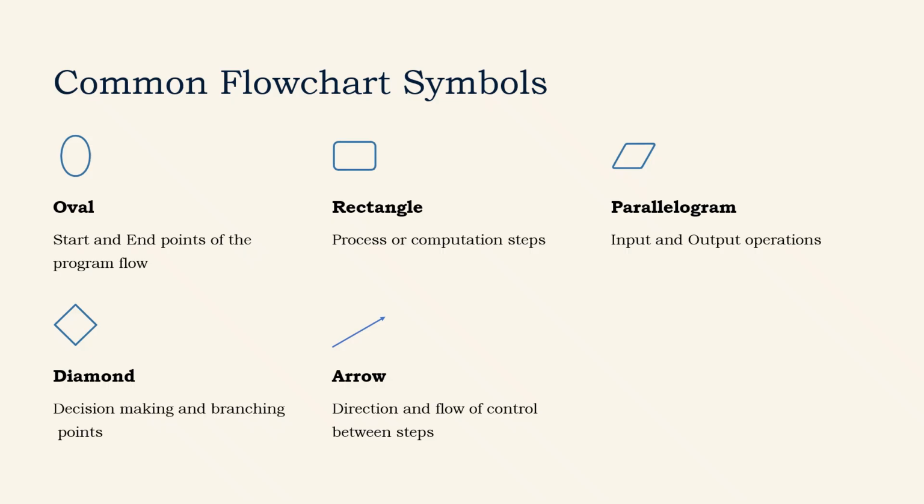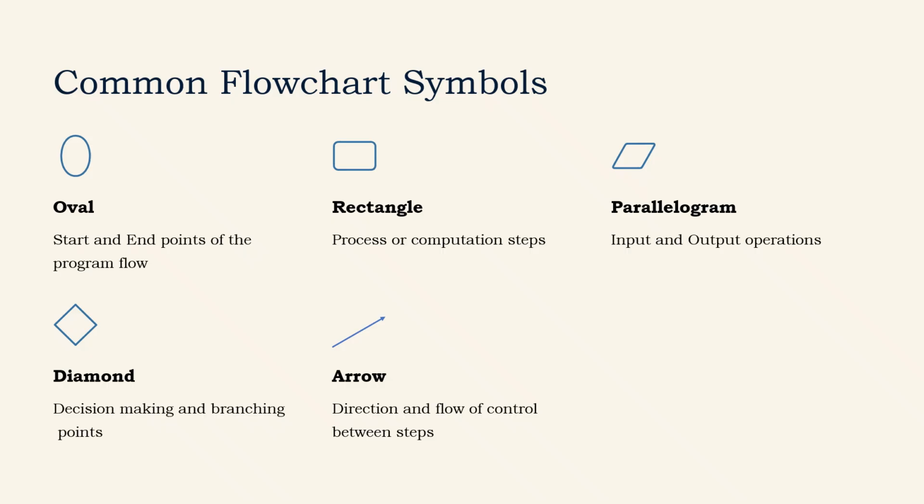Rectangle. It is mainly used for process. The rectangle symbol represents processing steps. These steps perform operations such as calculations. Parallelogram. It is mainly used for input and output. This symbol represents input and output operations. For example, input A, B and displaying the sum, all these are input and output.